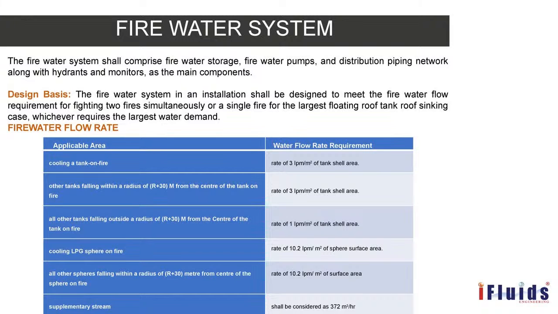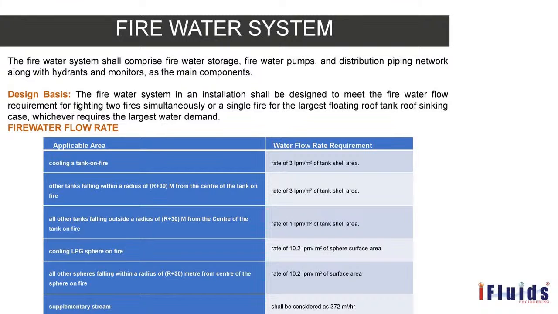The flow rate requirement with respect to the applicable area is also described in detail. It is tabulated over here for a quick understanding. If it is a cooling tank, then the required flow rate to cool it, if there is a tank on fire scenario, is 3 liters per minute per meter square.